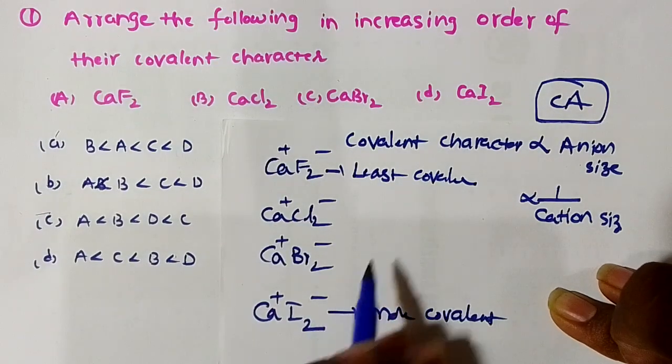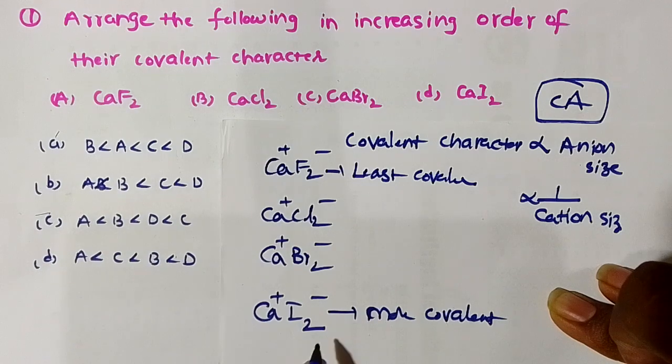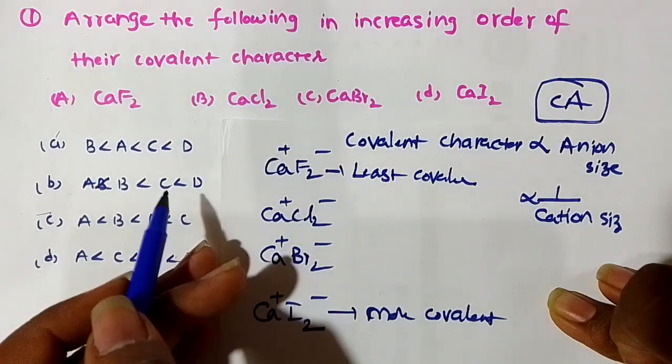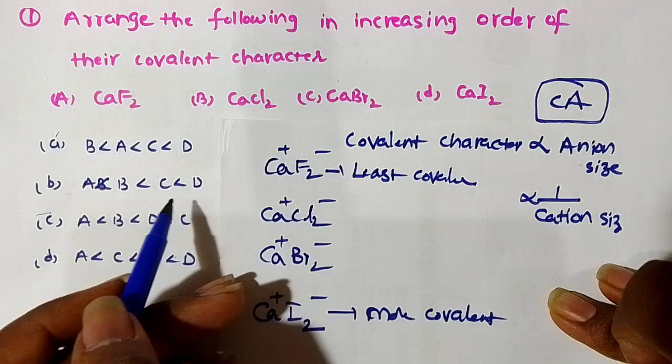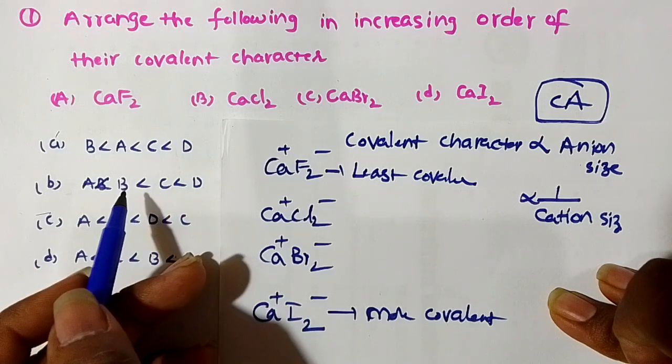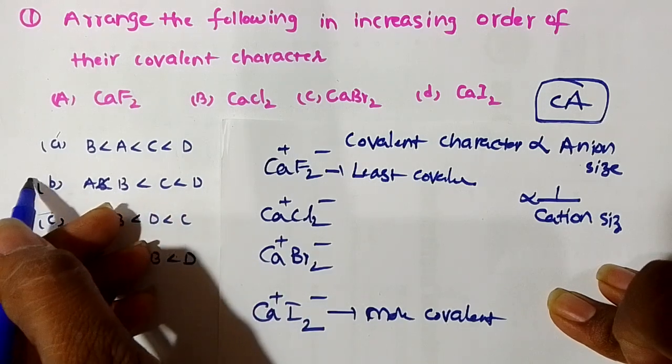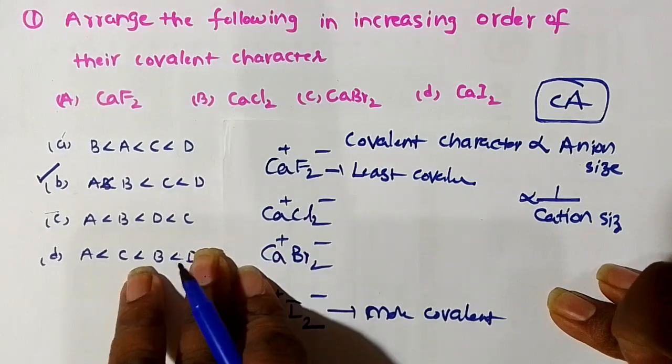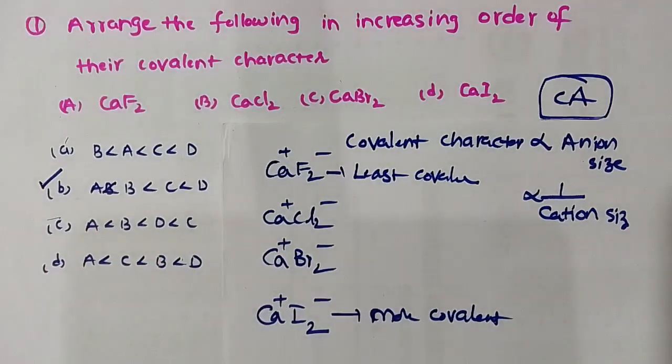Now the option CaI2 is the most covalent character, followed by CaBr2, followed by CaCl2, followed by CaF2. Option B is the correct answer. Now we solve the second question.